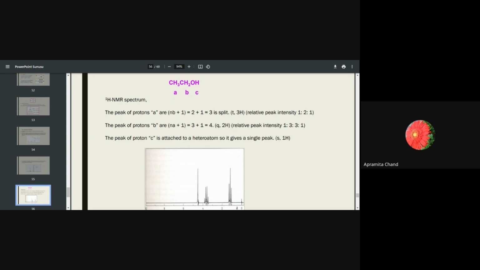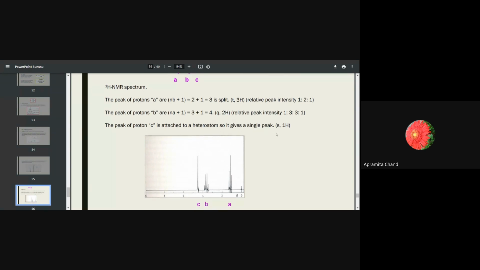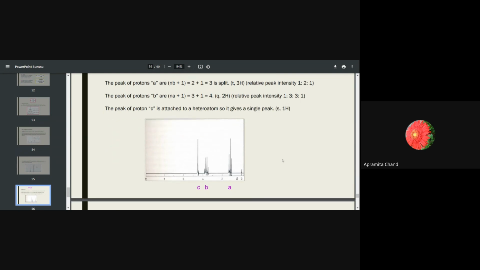So here we found the triplet. So it is a triplet of 3 protons, so its intensity will be 1:2:1. A quartet of 2 protons, here it is written Q, 2H. This is how you write the notation. Triplet 3H, quartet 2H, and you also write the peak intensity 1:3:3:1, and the proton on carbon attached to a heteroatom gives a single peak.